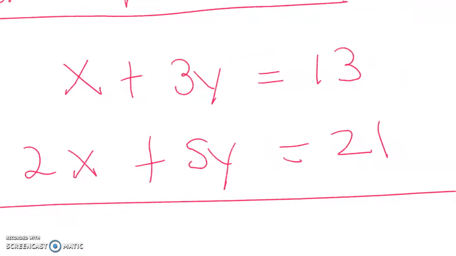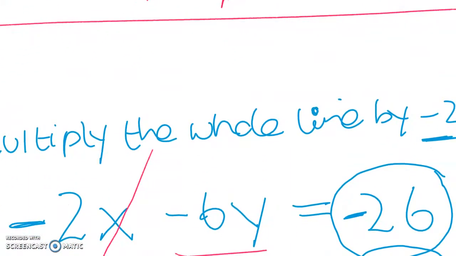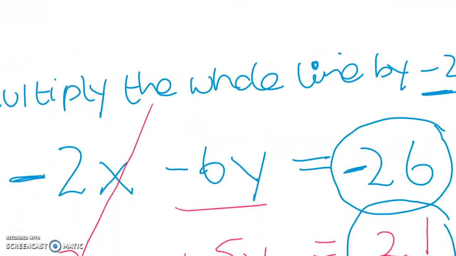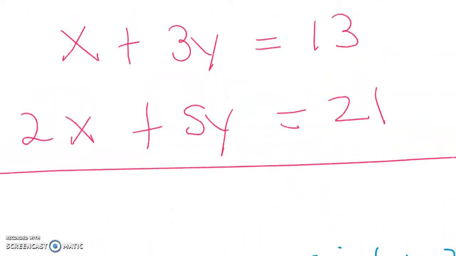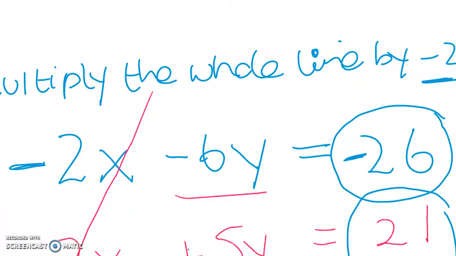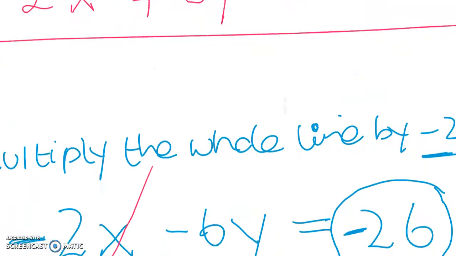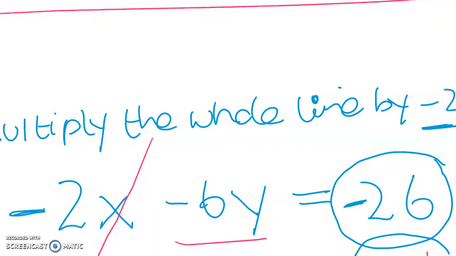So what I'm going to do here, the first step, is multiply the whole top line, the top equation, x plus 3y equals 13, by minus 2. Okay, so if you can just show how this changes. See the x plus 3y: top x becomes minus 2x, 3y by minus 2 becomes minus 6y, and 13 multiplied by minus 2 is minus 26.